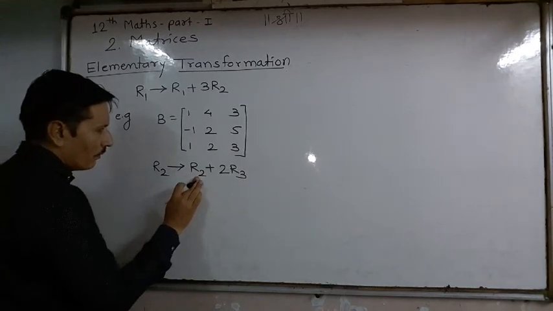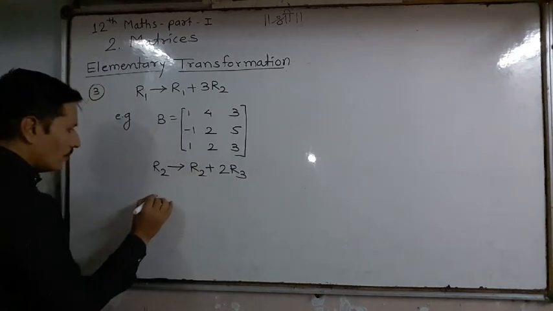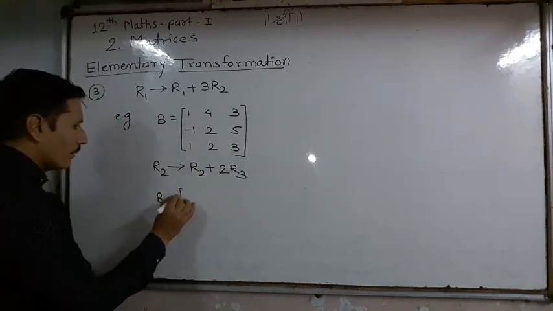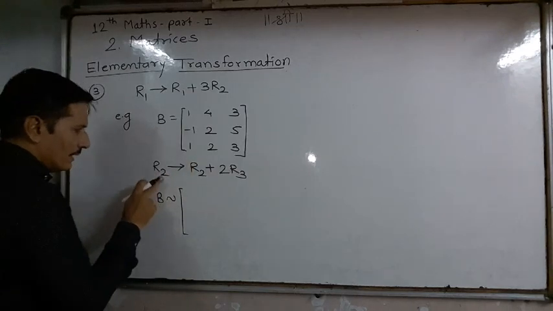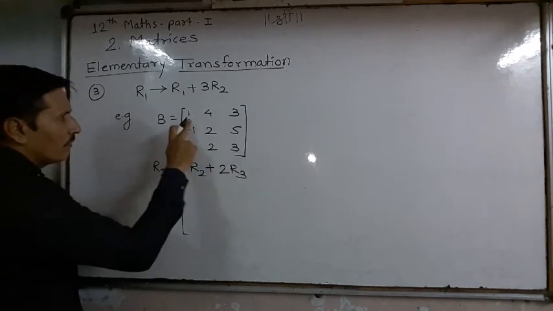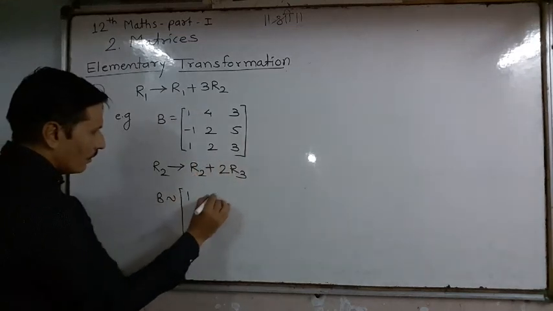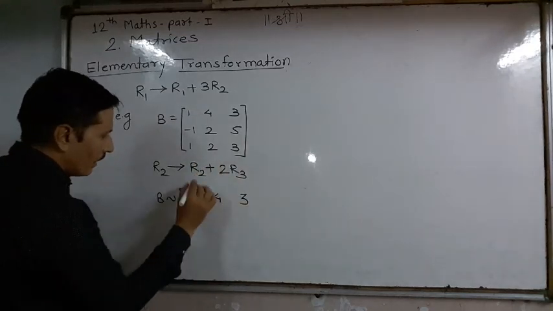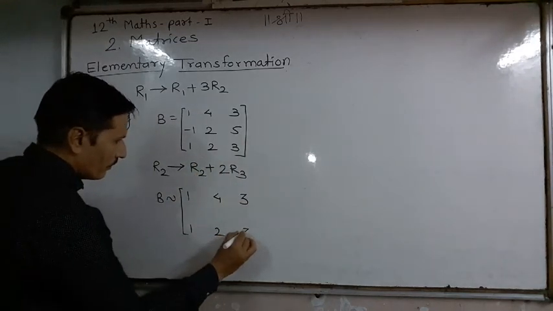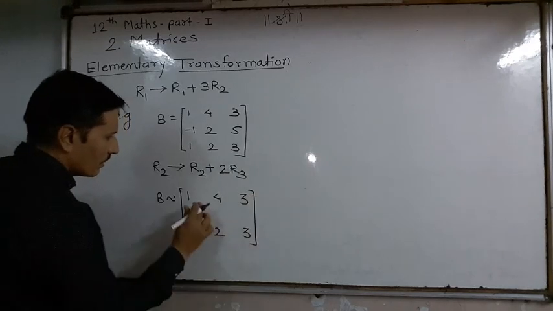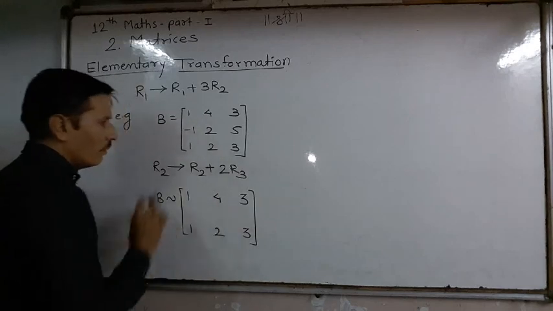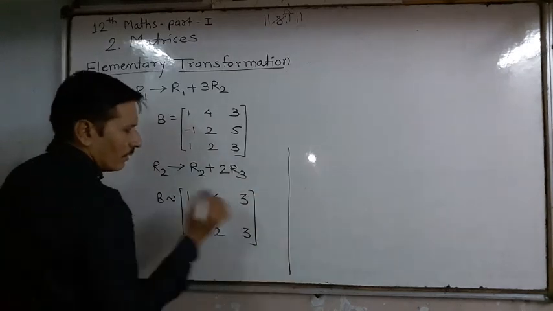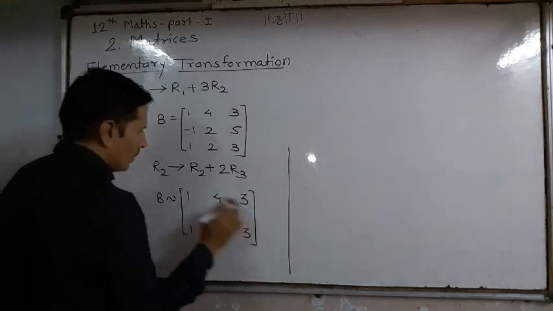elements of the second row. So the new matrix becomes: the first row is as it is, the second row is changing, therefore the first and third rows are as they are, 1, 4, 3 and 1, 2, 3. The first and third rows are filled. Now what is this second row? So here we take a rough calculation.